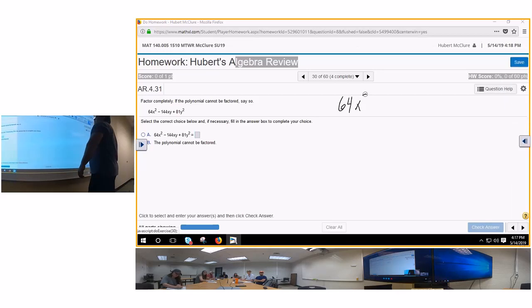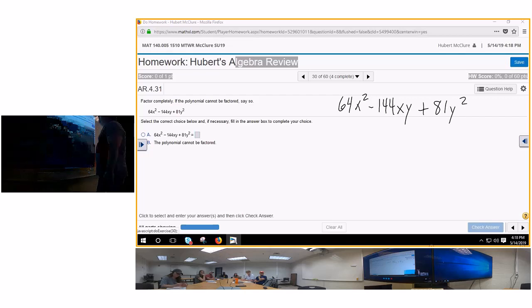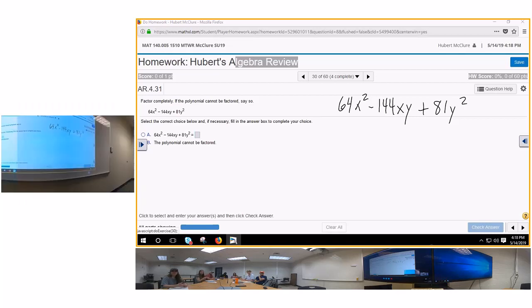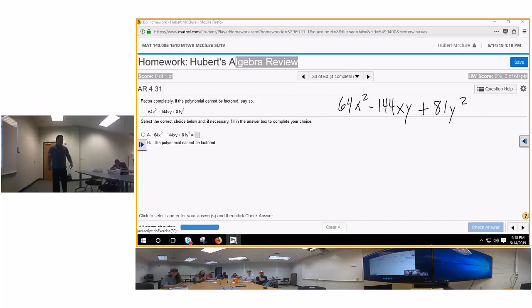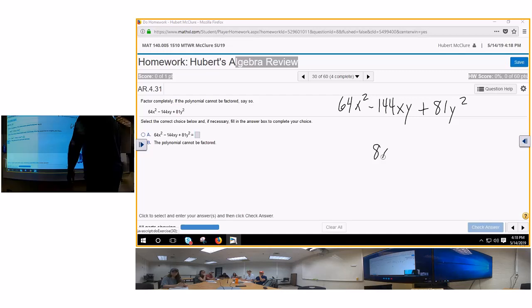64x squared minus 144xy plus 81y squared. 8x minus 9y quantity squared. That's how long it should take you to do it. If you don't have that, that's not good. You should have answered it that quick. 8x minus what? 9y quantity squared.